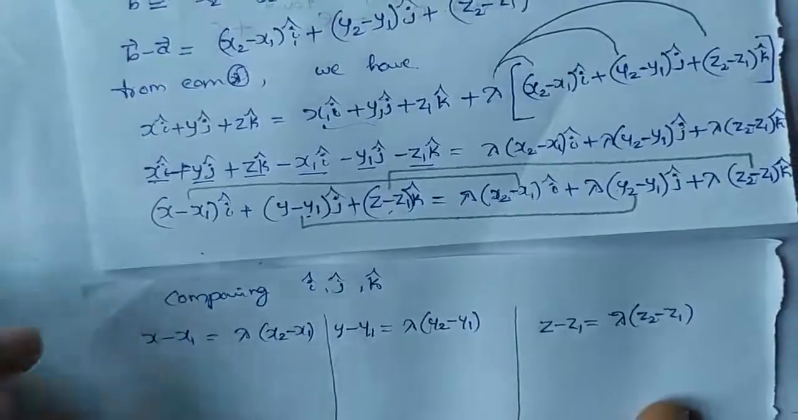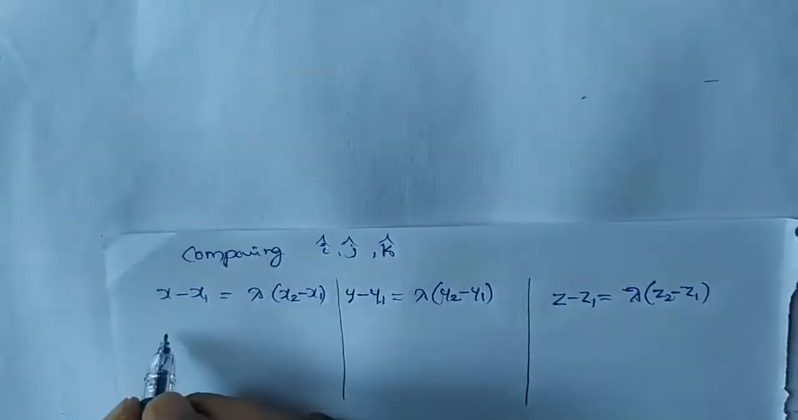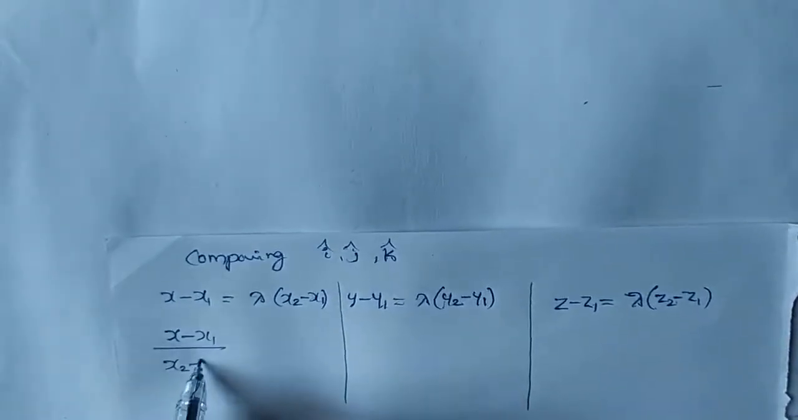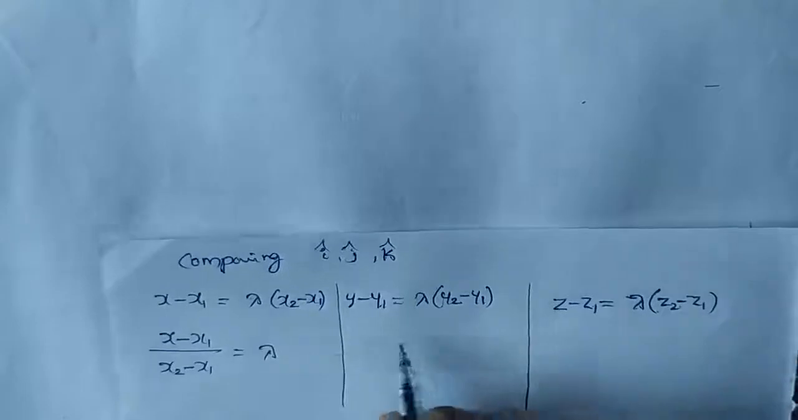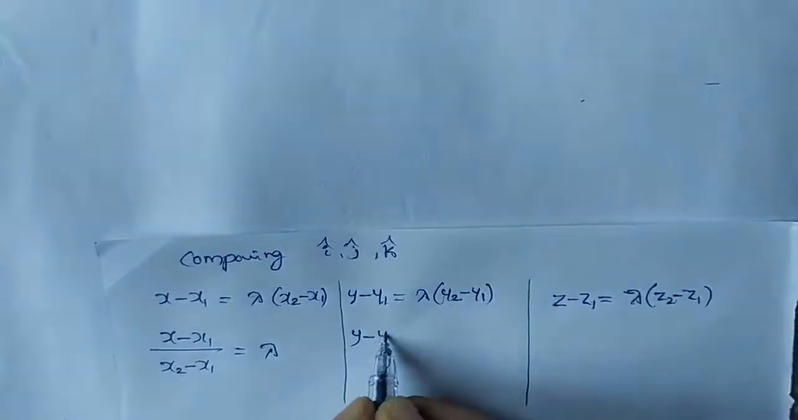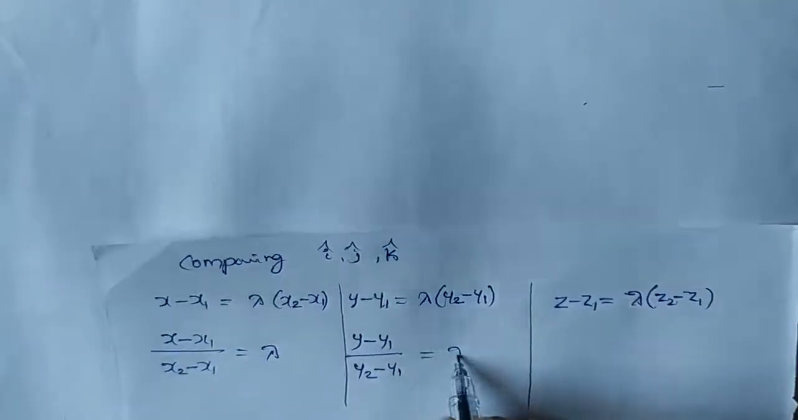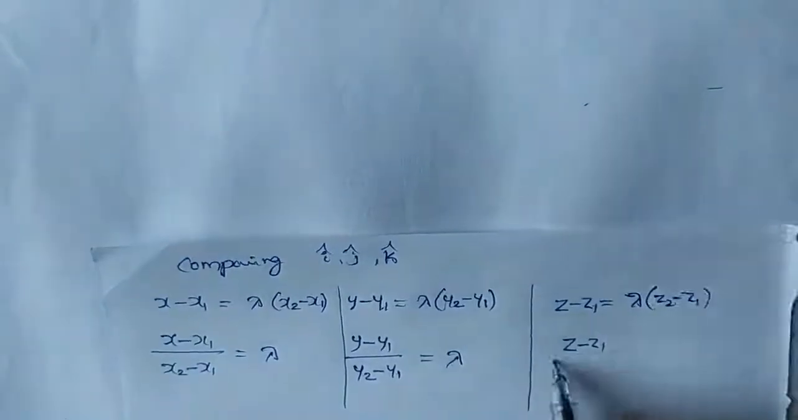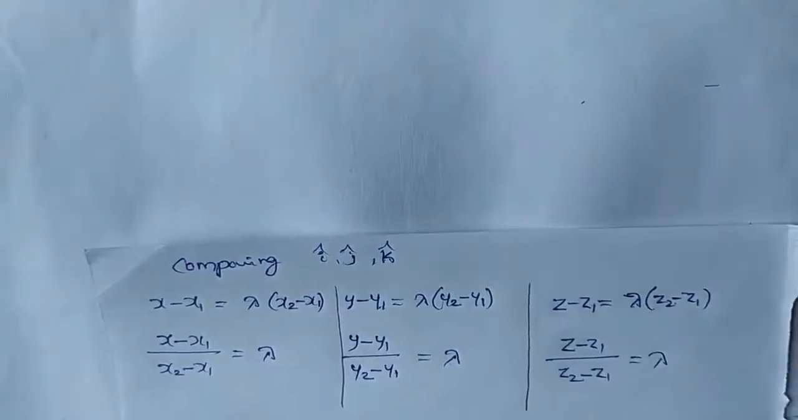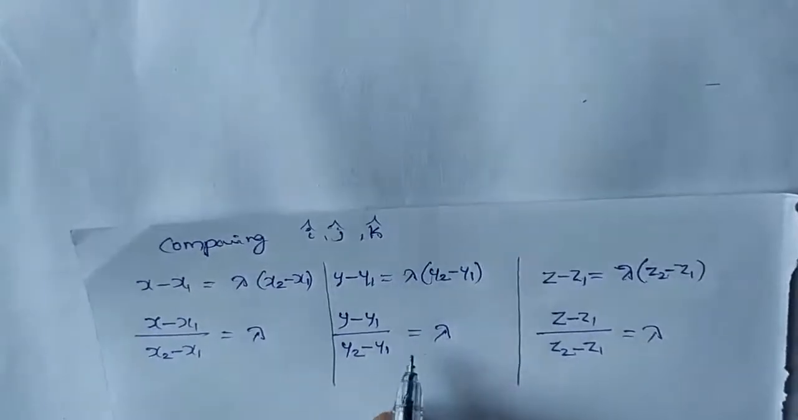Okay, now take x2 minus x1 to the left. Then we get x minus x1 divided by x2 minus x1 equals lambda. Similarly, take y2 minus y1 to the left, so y minus y1 by y2 minus y1 equals lambda. Similarly, z minus z1 by z2 minus z1 equals lambda. Therefore, all these ratios are equal to the value of lambda.